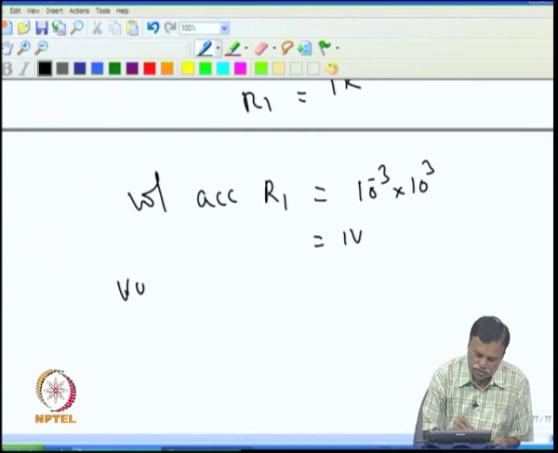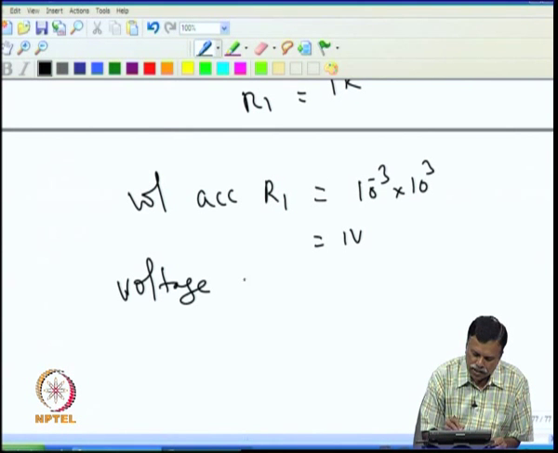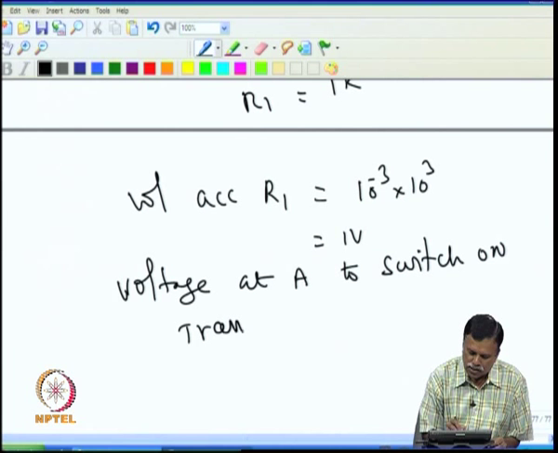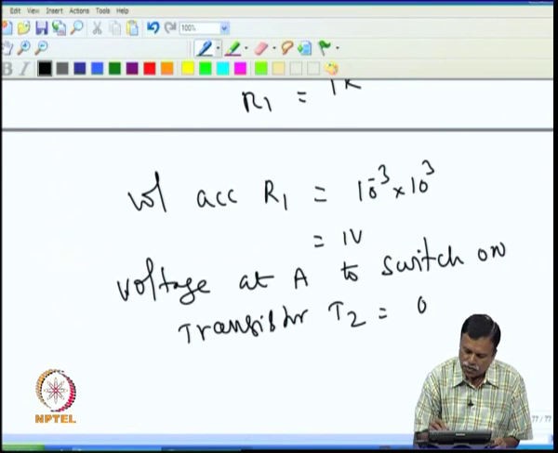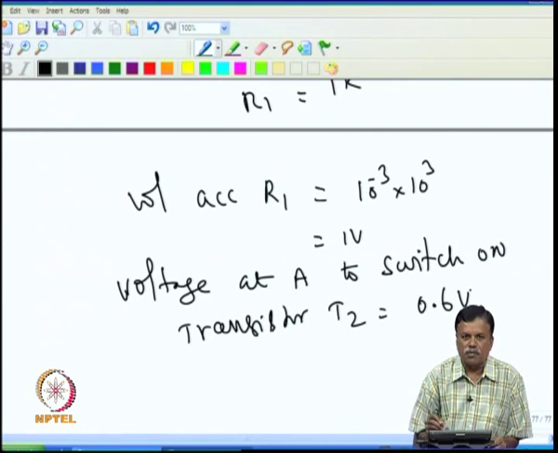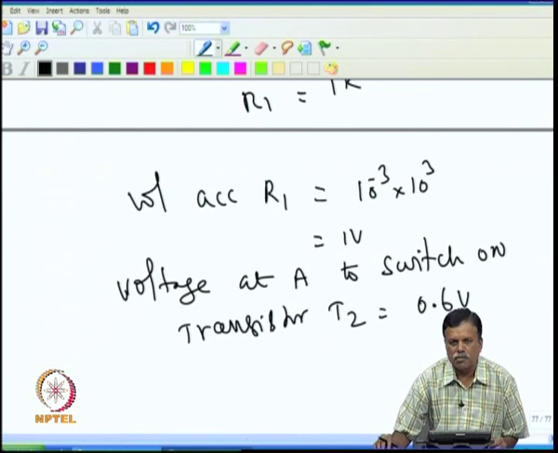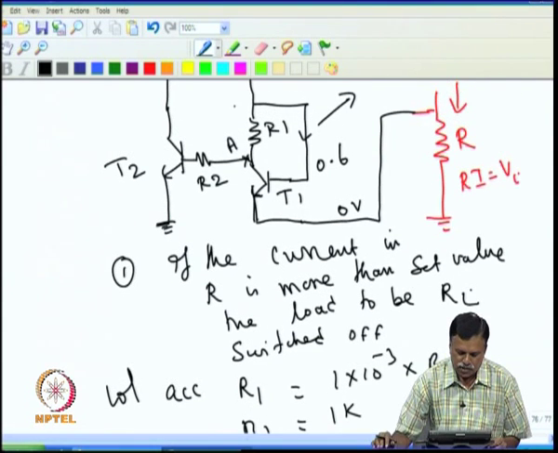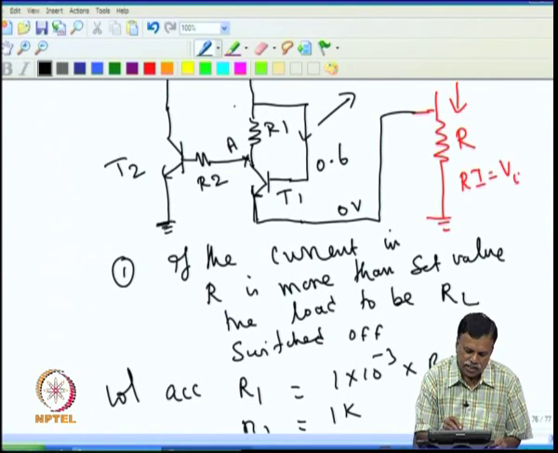Voltage at A to switch on transistor T2 is equal to 0.6 volt. This is assuming the base current is negligible. So, that means the voltage at A has to be 0.6 volt, then only the transistor will be on.